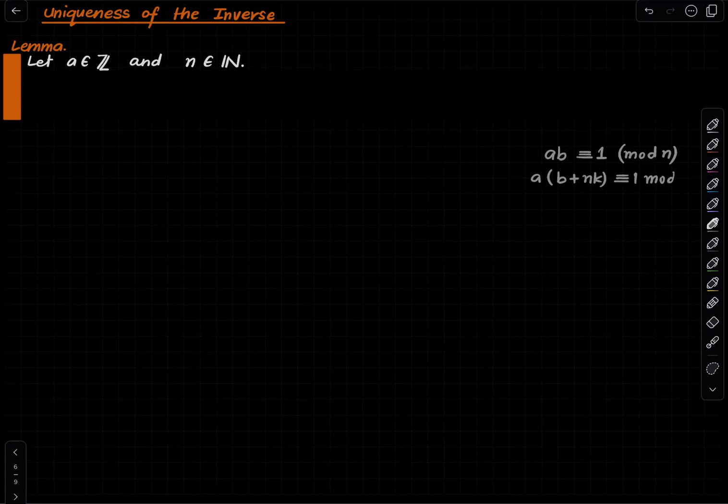This is true for each k. No matter what k you plug in, this congruence is still true because this is congruent to 0 modulo n, so it kind of just evaporates. It doesn't do anything. So as soon as you have one solution, one inverse, you have infinitely many inverses. So that's like a silly answer. But modulo n, the inverses are unique.